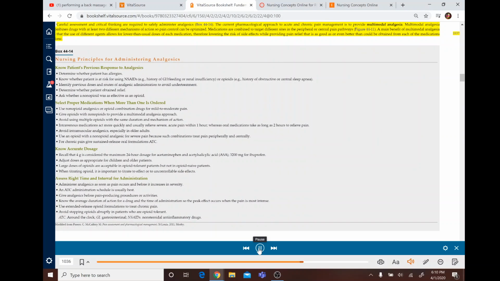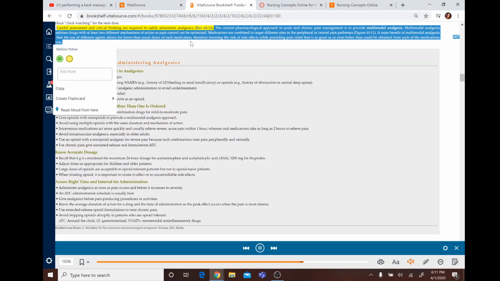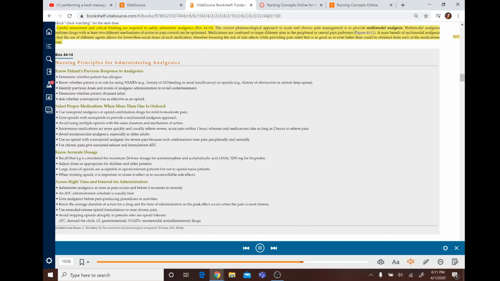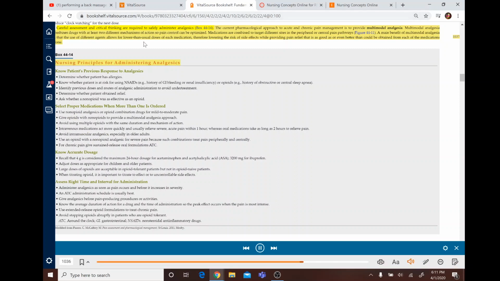Careful assessment and critical thinking are required to safely administer analgesics, Box 44-14. The current pharmacological approach to acute and chronic pain management is to provide multimodal analgesia. Multimodal analgesia combines drugs with at least 2 different mechanisms of action so pain control can be optimized. Medications are combined to target different sites in the peripheral or central pain pathways, Figure 44-11. A main benefit of multimodal analgesia is that the use of different agents allows for lower than usual doses of each medication, therefore lowering the risk of side effects while providing pain relief that is as good as or even better than could be obtained from each of the medications alone.